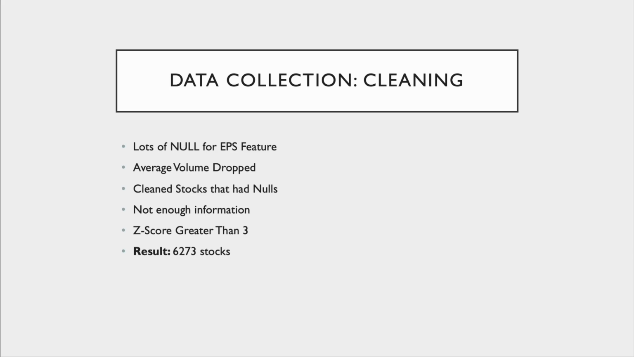Moving on to cleaning, we noticed that the EPS feature had a lot of null values for many of the stocks, so we removed it as a feature, reducing us to 7 features. Also, average volume was dropped from our features because we felt it provided less valuable information than the other features. This left us with 6 features. Then we cleaned stocks that had multiple nulls across various features, meaning there was not enough information in these stocks for us to use them in our models.